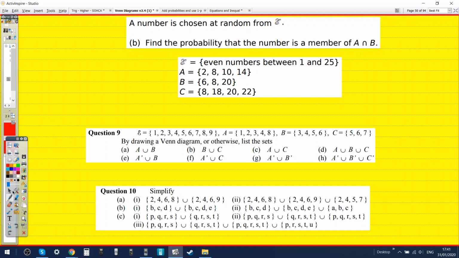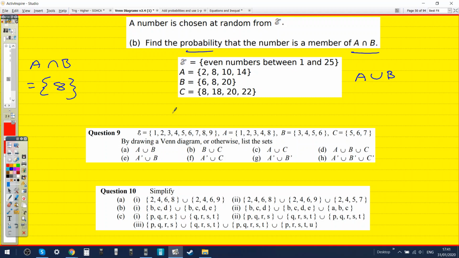Two, 8. 2, 6, 8, 10, 14, 20. You are thinking of union. This is intersection, both A and B. Isn't it? 2, 6, 8, 10, 20, 14? You're thinking of union. That's A union B. That's in either A or B. We want only the numbers that are in both A and B. Oh, okay. Just 8.